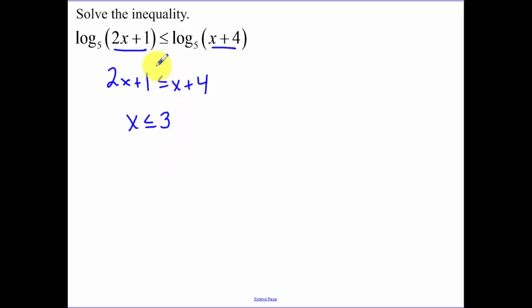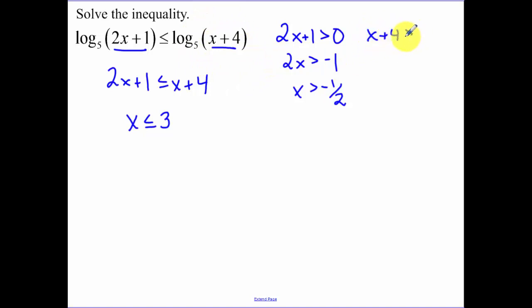So what we need to do is look at our restrictions on 2x plus 1. That has to be greater than 0. So x has to be greater than negative 1/2. We also have to look at that x plus 4. x plus 4 has to be greater than 0, or x has to be greater than negative 4. So I know x has to be less than or equal to 3.